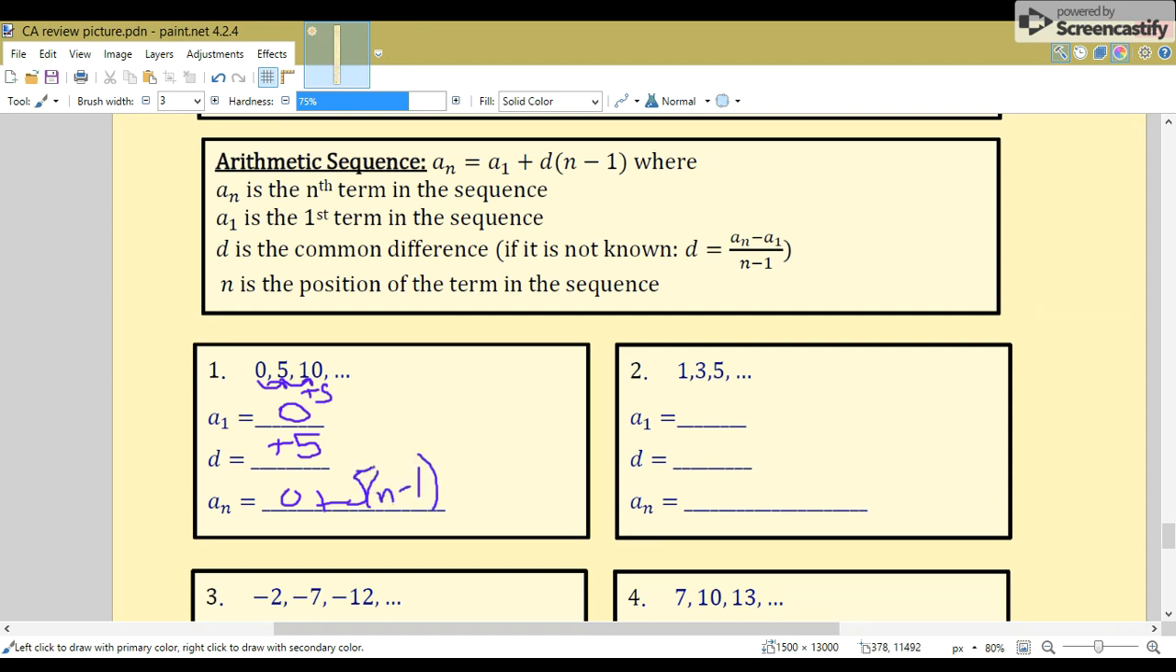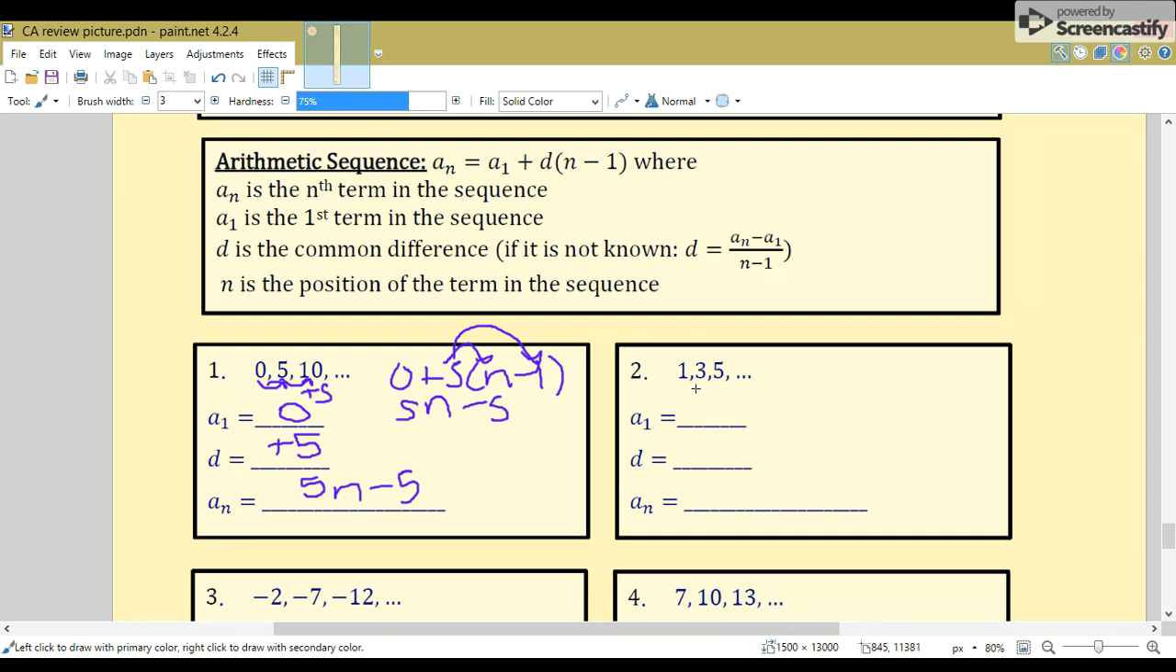Now this isn't simplified. So let's go ahead and rewrite this over here and simplify it. 0, that just goes away. Distribute the 5, multiply each term by 5. So we have 5n minus 5. That would be our simplified equation, 5n minus 5.